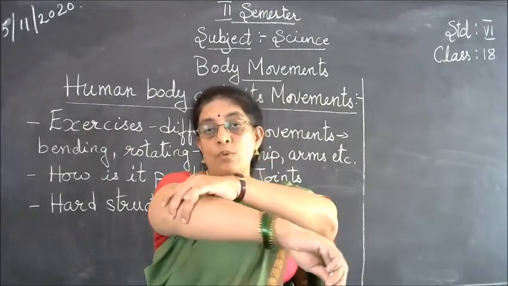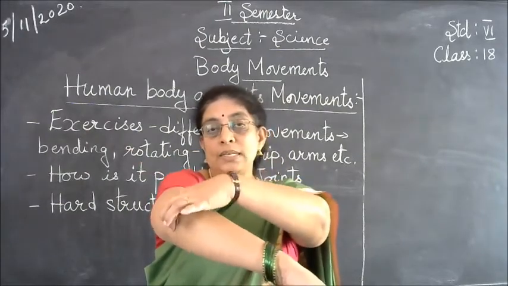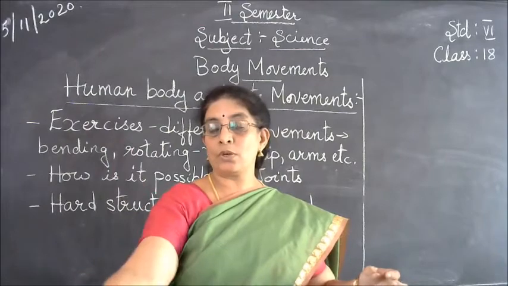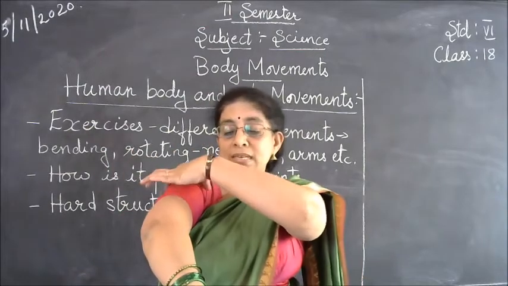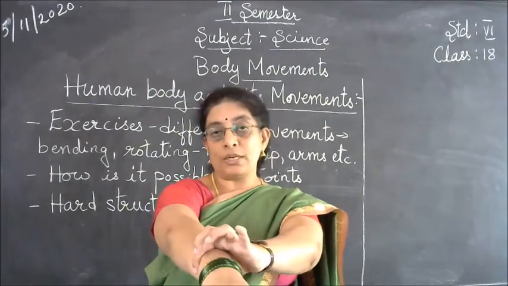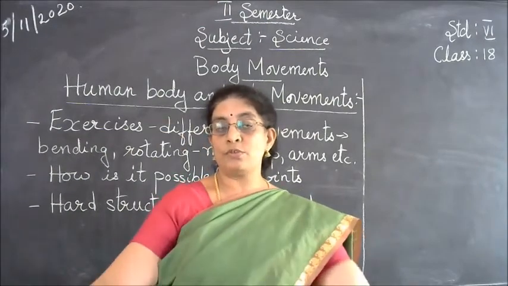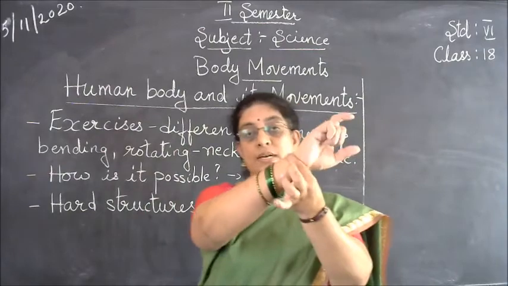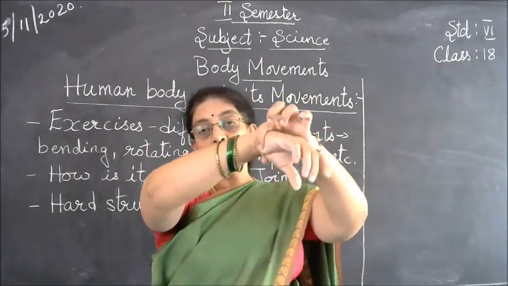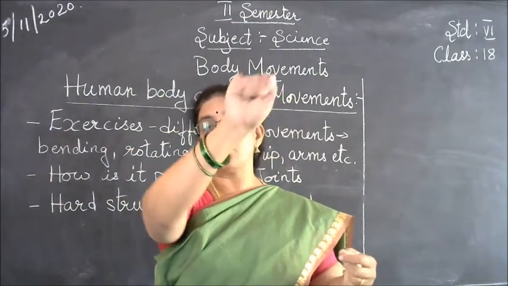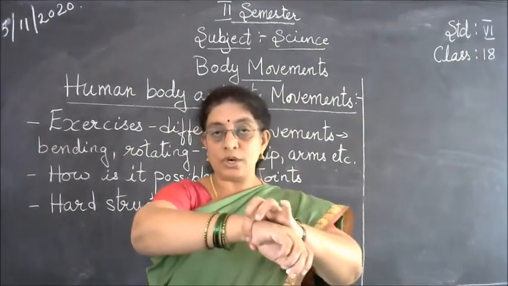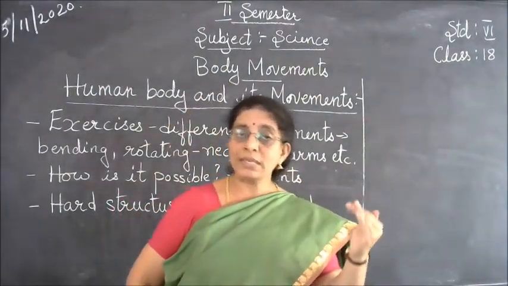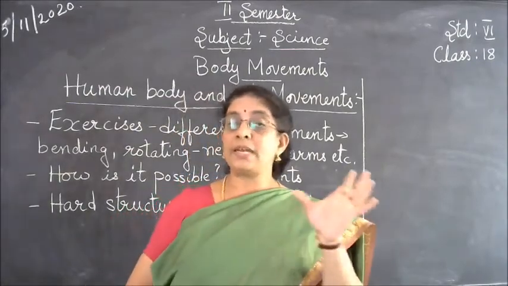Okay. Because there is a joint at the elbow, between the shoulder and the wrist, you are able to bend your hand. Suppose it was a single strip of bone without any joint, can you bend your hand? No, you would have to be stiff like this only. You can't have any movement. And because there is a joint in your wrist, you are able to rotate your wrist. So these joints help you in the movement of your body. Like this, we have many joints in our body.